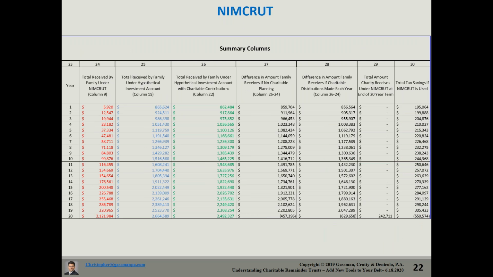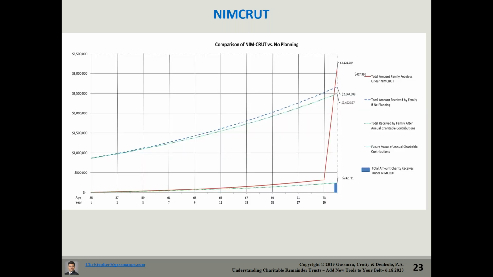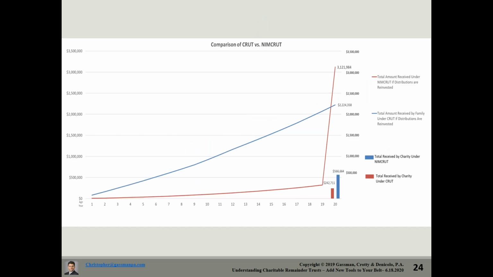I'm sorry, slide 22 shows the summary as to what happens under the various variations of the techniques that apply. And in here, for those of us who like to see it in graph format, you can see that the family is going to receive quite a bit more if you do the NIMCRUT, this Flip-NIMCRUT, as opposed to no planning. Of course, this assumes growth going into the future at rates of 8%, I believe. So, it's not necessarily a guarantee, but in most situations, you're going to have a better result for the family if you use the NIMCRUT as opposed to no planning.